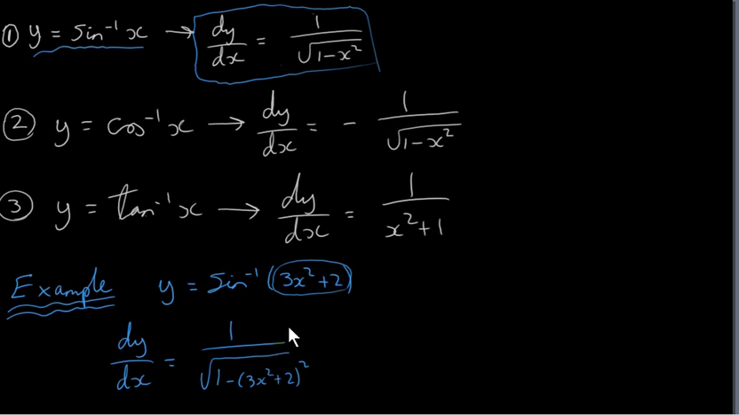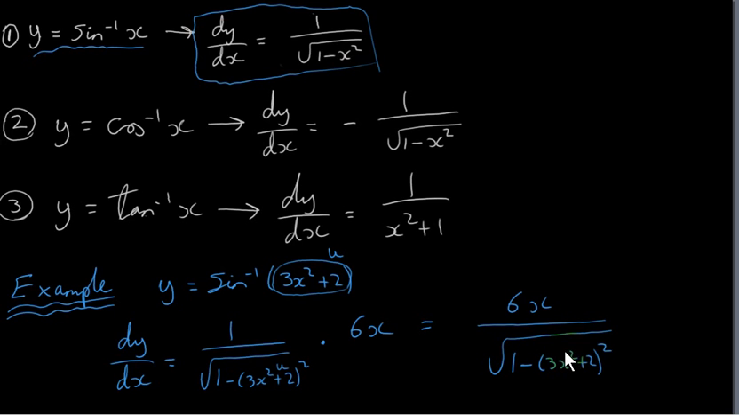And we have to square this. So I'm using the chain rule here really. You could think of this as dy/du, where u is equal to 3x squared plus 2. So this would be dy/du. It's 1 over the square root of 1 minus u squared. This is u in here. u is 3x squared plus 2. And then we multiply by du/dx. So we have to differentiate this here to get 6x. So our answer would be 6x divided by the square root of 1 minus (3x squared plus 2) squared.